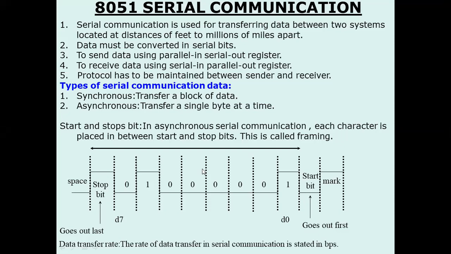Here in the 8051, there is serial communication and parallel communication. Can anyone tell what serial communication is and what parallel communication is? What is the difference between them? Sir, in serial communication, if one person is communicating, the other person has to stop. In parallel communication, several persons can talk simultaneously.